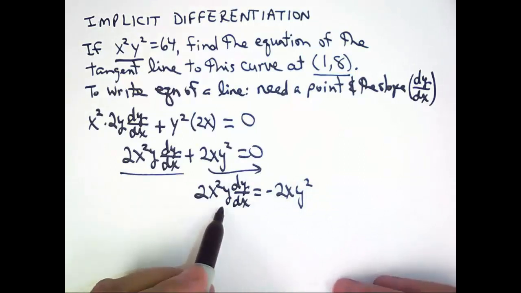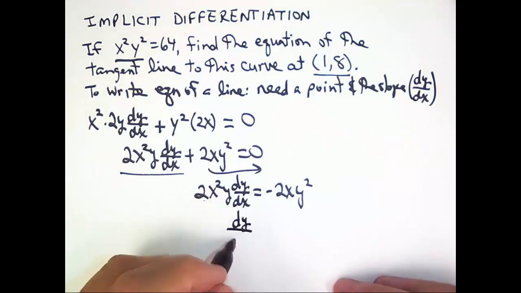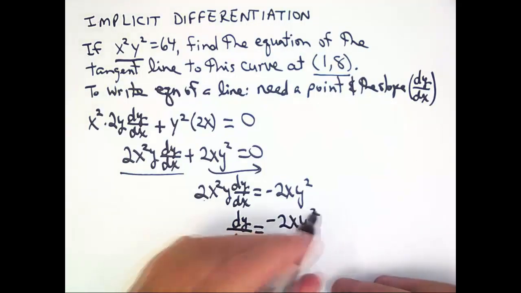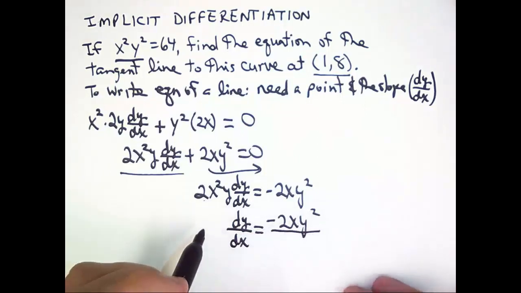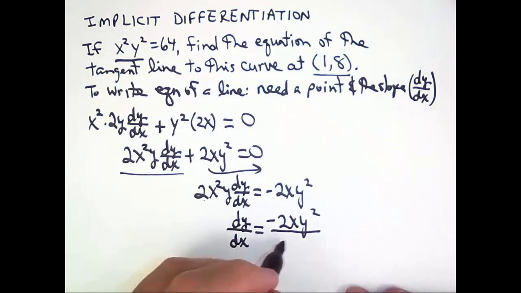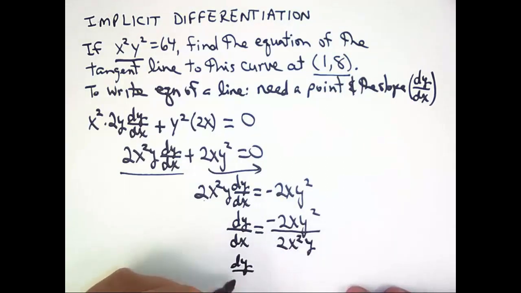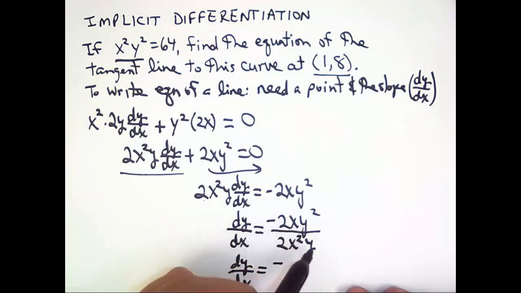Then if I divide both sides by that 2x squared y, I get dy over dx is equal to negative 2xy squared over 2x squared y. Now I hope you'll notice that this will simplify quite a bit because the 2's will divide out, leaving the negative sign up there. This x will go into that x squared, taking the x completely away, and this y will go into that y squared, leaving a y. So up top we're just left with minus y.